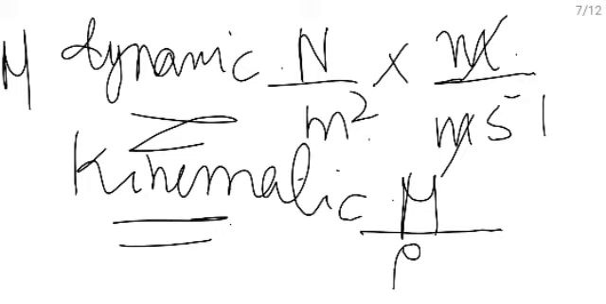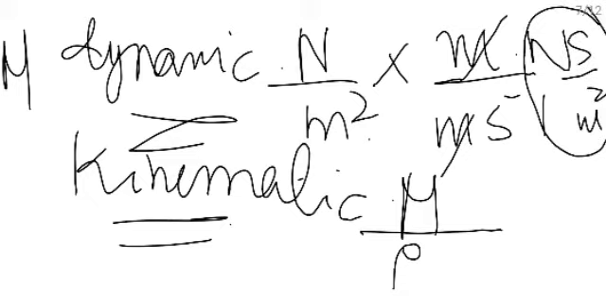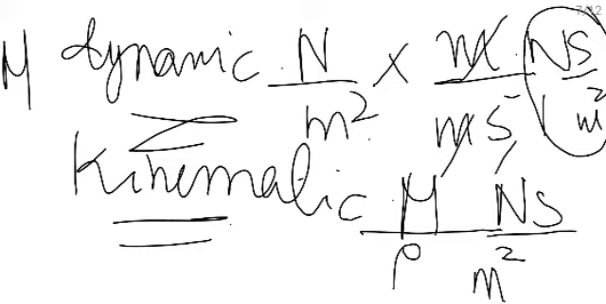Here, Newton second per meter square is the unit of dynamic viscosity, while mu by rho, Newton second per meter square. Now rho is mass only, so force divided by... I'm sorry, kilogram per meter cube.